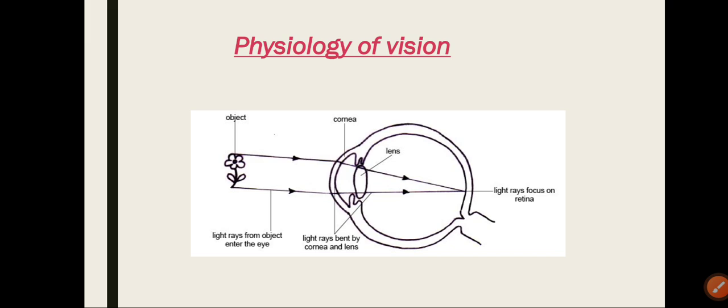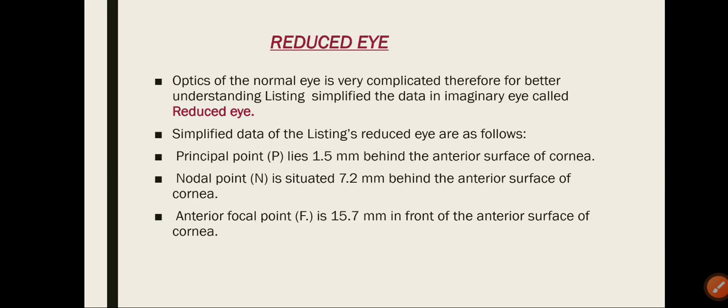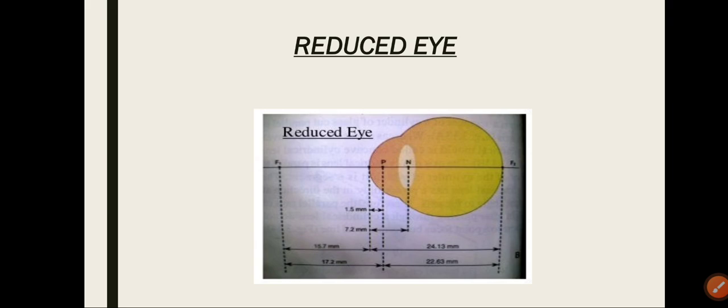We now discuss a clinical feature, that is the reduced eye. So you can see this is the classical picture of the reduced eye taken from a prestigious book. I have some points about this reduced eye. Optics of the normal eye is very complicated. Therefore, for better understanding, Listing simplified the data into an imaginary eye called the reduced eye. Simplified data of Listing's reduced eye are as follows.